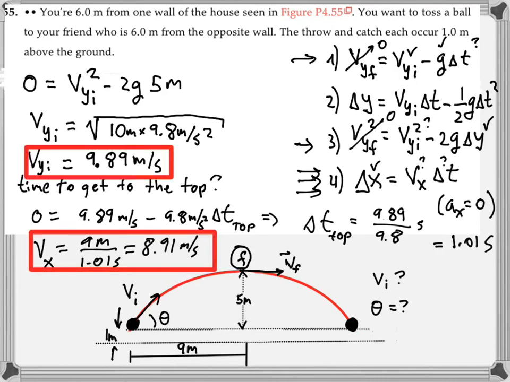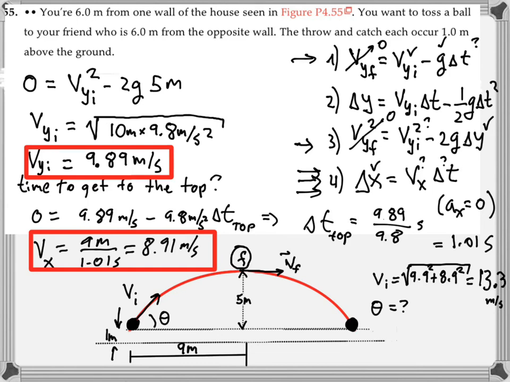So we got these two numbers. One is the y component of the initial velocity, the other one is the x component of the velocity. So they are the components of the initial velocity. And to find the initial speed, which is what we call Vi, we do Pythagoras theorem. I'm rounding 9.89 to 9.9 and rounding 8.91 to 8.9. So we get 13.3 meters per second as the initial speed. Okay, so that answers that question.